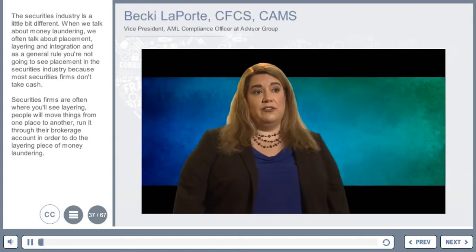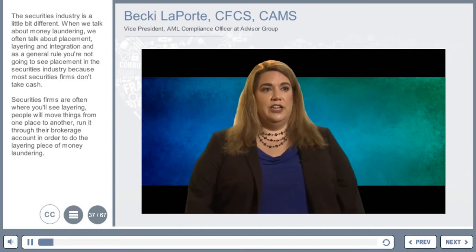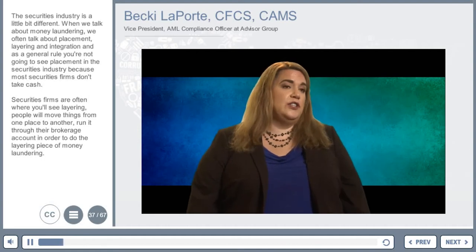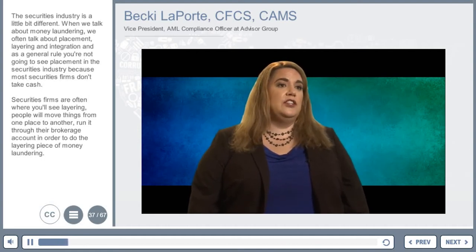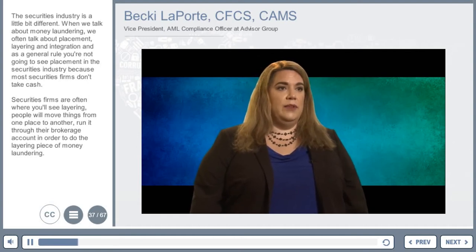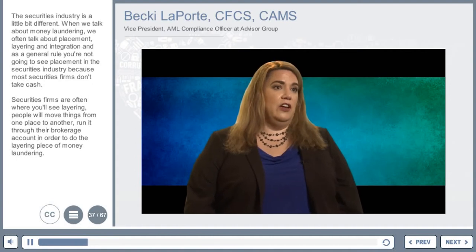Securities industry is a little bit different. When we talk about money laundering, we often talk about placement, layering, and integration. And as a general rule, you're not going to see placement in the securities industry because most securities firms don't take cash. Securities firms are often where you'll see layering. People will move things from one place to another, run it through their brokerage account in order to do the layering piece of money laundering.